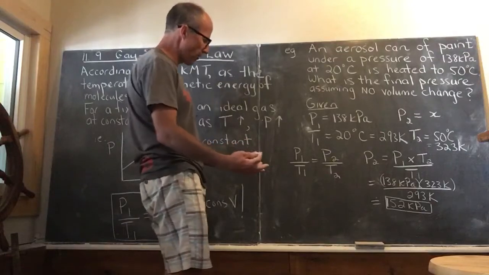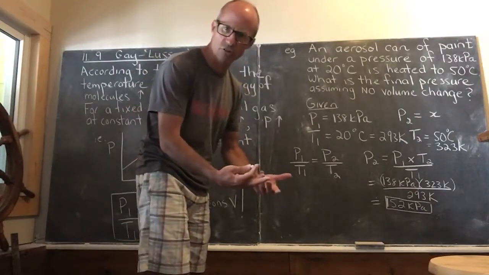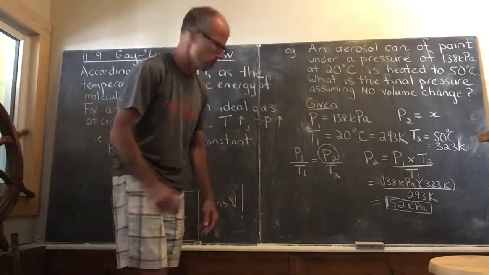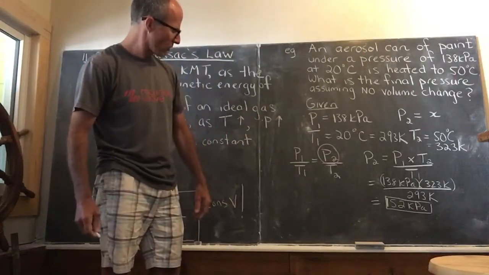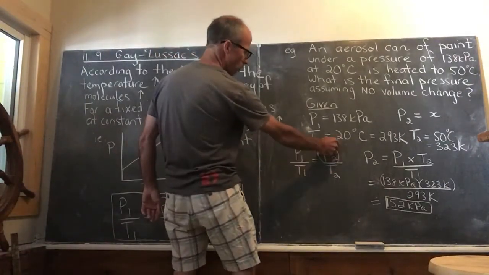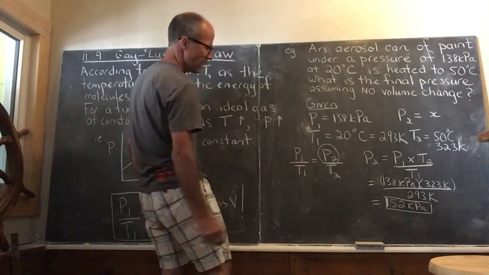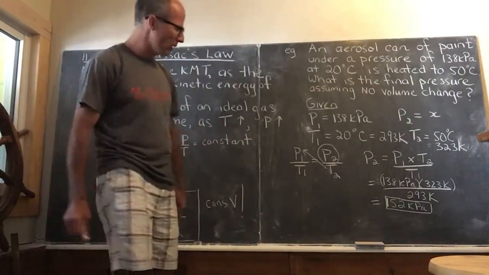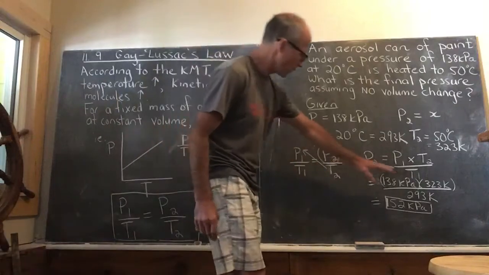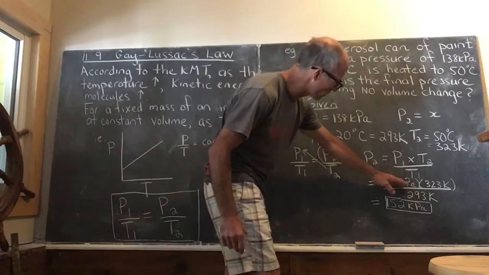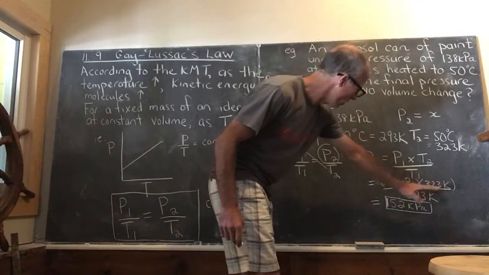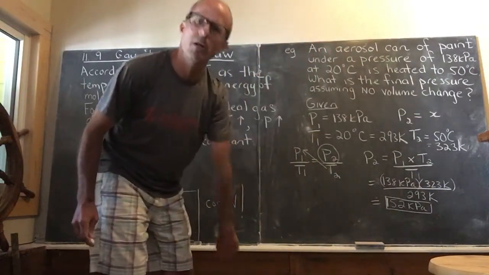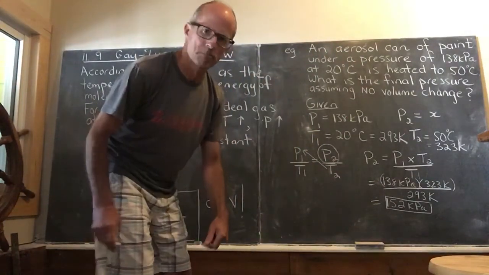Again, I think it's better, especially as you go higher in your science education, to rearrange equations before you plug the numbers in. We want P2, so to get P2 by itself, we have to multiply both sides by T2 and move that up. So P2 is equal to P1 times T2 over T1. You plug it in, 138 kilopascals times 323 kelvins, all divided by 293 kelvins, and we get an answer of about 152 kilopascals.